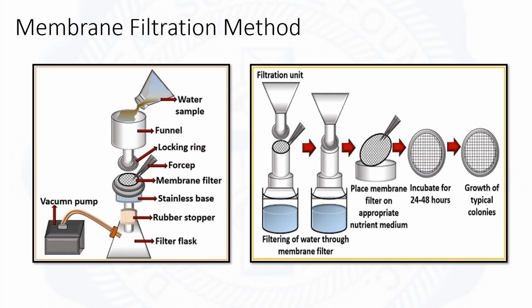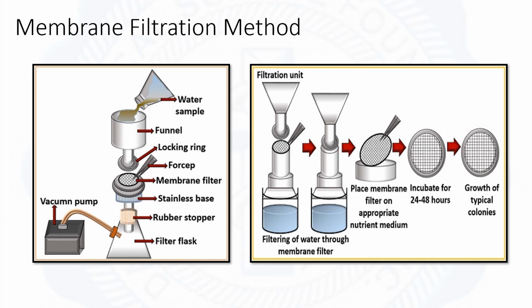Again, this is an image that shows the setup of the membrane filtration method. To perform this technique, there's a filtration unit, which is commonly referred to as the membrane filtration assembly. A filtration unit comprises the funnel, the locking ring, the carbon disc, and the vacuum pump. There are also many other parts present. First, the water sample will pass through the funnel, and a membrane filter is placed over the carbon disc.